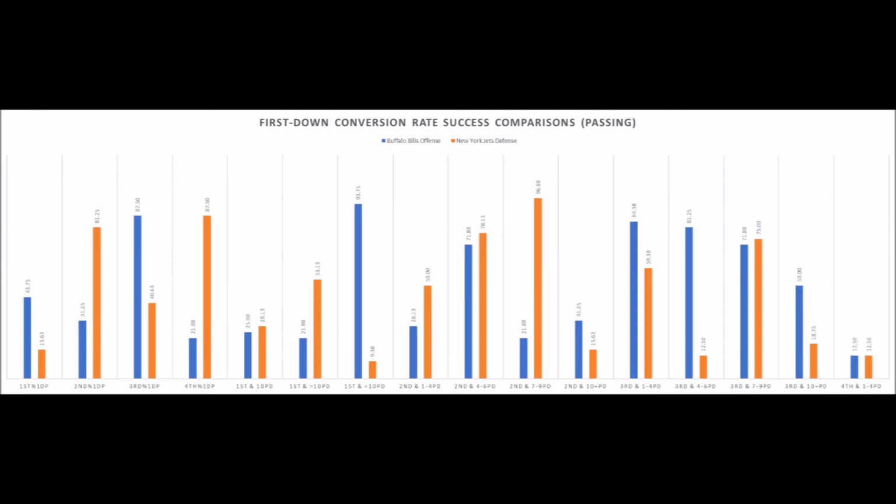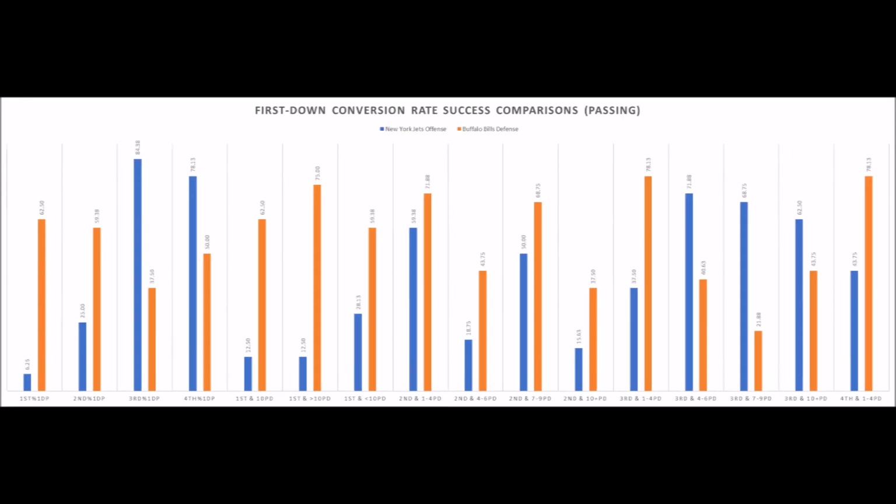On top of that, when you look at passing down situations, this is the Bills passing offense versus Jets passing defense. In this particular area, the Bills are favored in first and third down situations. Then, of course, you get to the Jets offense versus Bills defense in terms of passing situations, and in this particular area, the Bills are actually favored in terms of first down and second down situations.